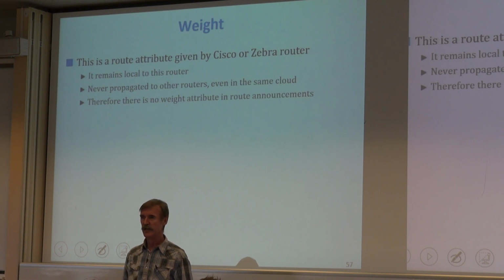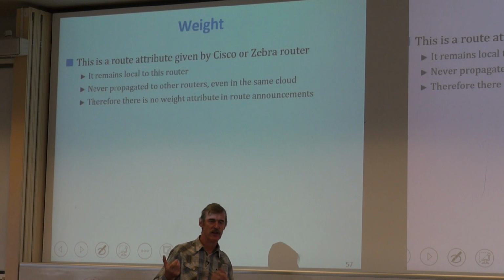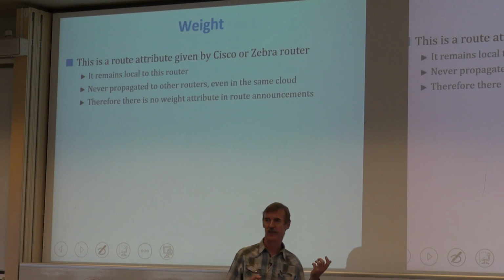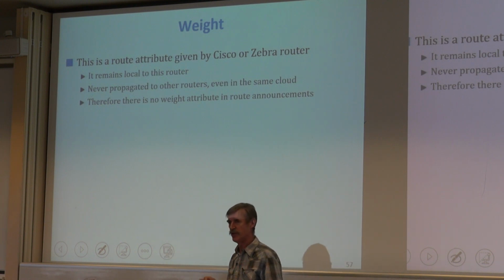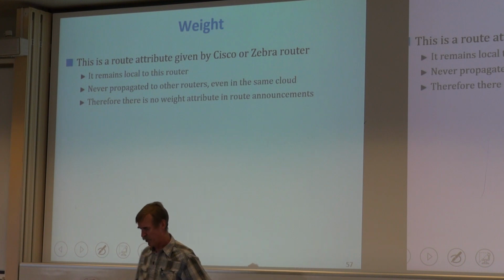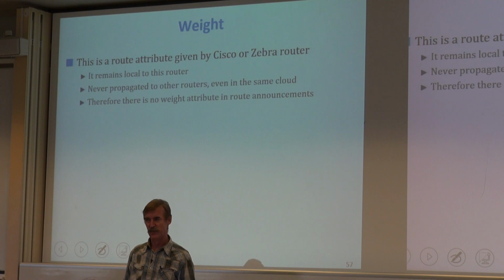So if you want to send all traffic in this router on that interface, which is an Ethernet one, and the other is a wireless interface, for example, that you have just in case of backup, then you use weights for this. But we will not see them in BGP announcements. In particular, they don't propagate even inside the I-BGP mesh.